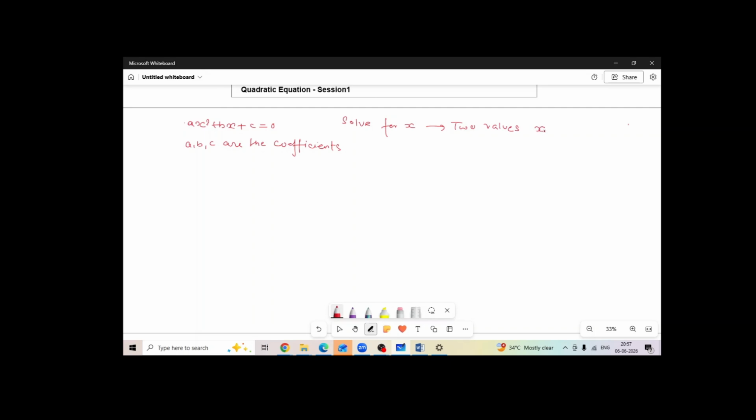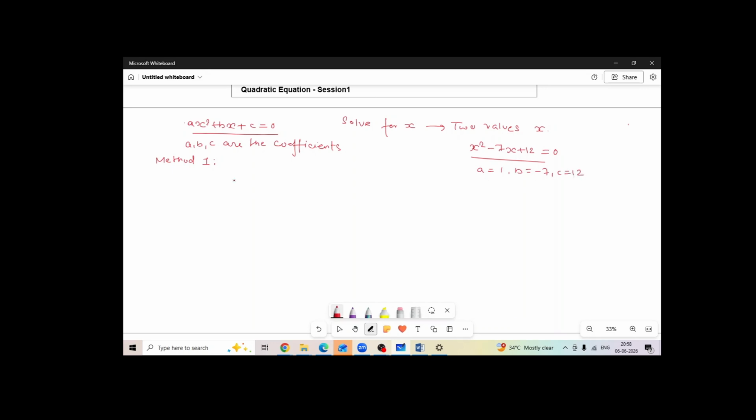There are three methods of solving the quadratic equation. We'll start with the first method. For that we'll take a simple example which you might be getting in exam. So x square minus 7x plus 12 equals 0. We have to solve this equation to find the value of x and we will get two values of x. Now if you compare this standard form with this example, our a will be 1, b is minus 7 and c is 12.